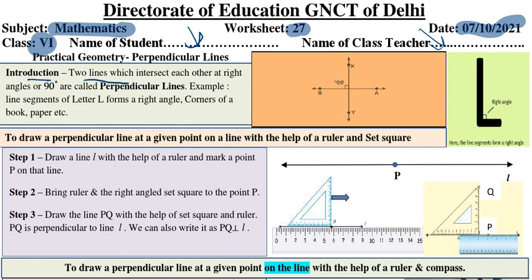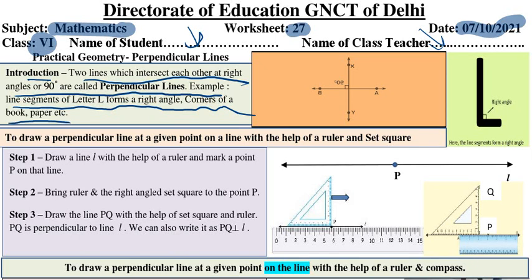Introduction: two lines which intersect each other at right angles, or 90 degrees, are called perpendicular lines. Examples are the line segments of the letter L, which form a right angle, and the corners of a book or paper. So what is a perpendicular line? It is just like an intersecting line which intersects lines at one point, but here the lines intersect each other at a 90-degree angle, a right angle. You can see over here and over here and over here, all these are 90-degree angles where the line is intersecting each of them.